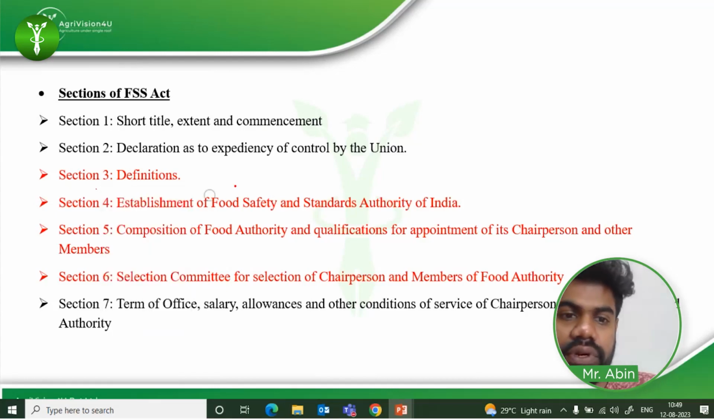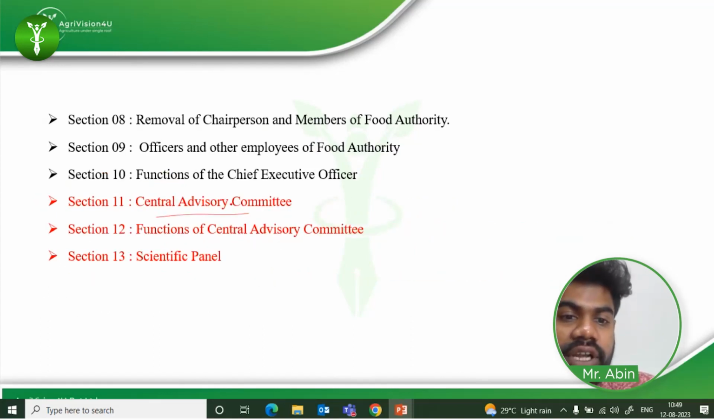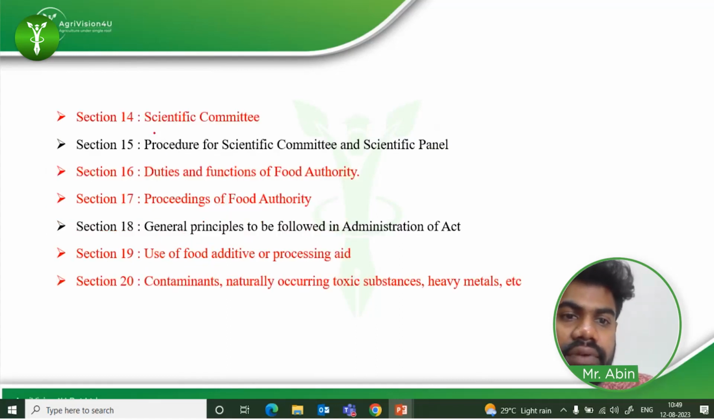Section 3 stands for definitions. Section 4, establishment of authority, composition of food authority, qualification, selection committee. 11, central advisory committee. 12, function of advisory committee. 13, scientific panel. 14, scientific committee.